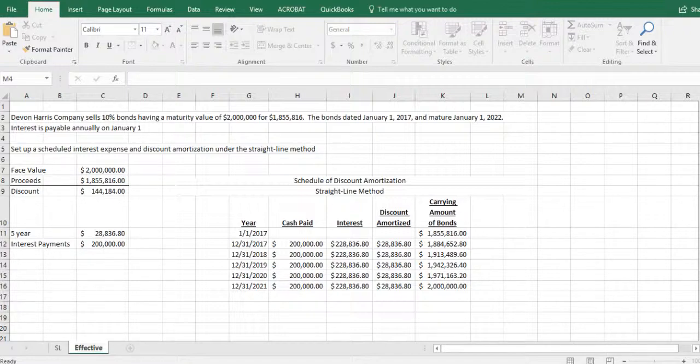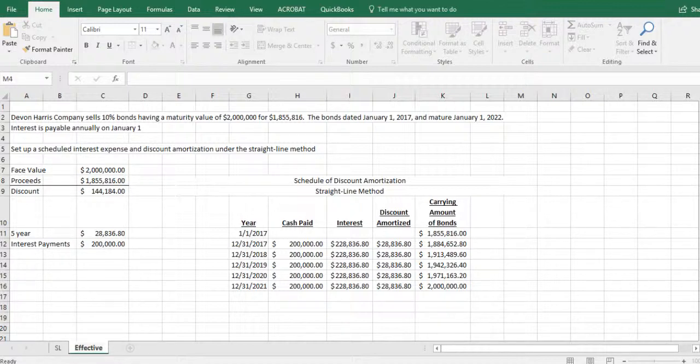Then thankfully, because we are looking at the same information that we did in 14.6 on Devin Harris, we don't have to set everything up again. So we need to set up a schedule of interest expense and discount amortization under the effective interest rate method.